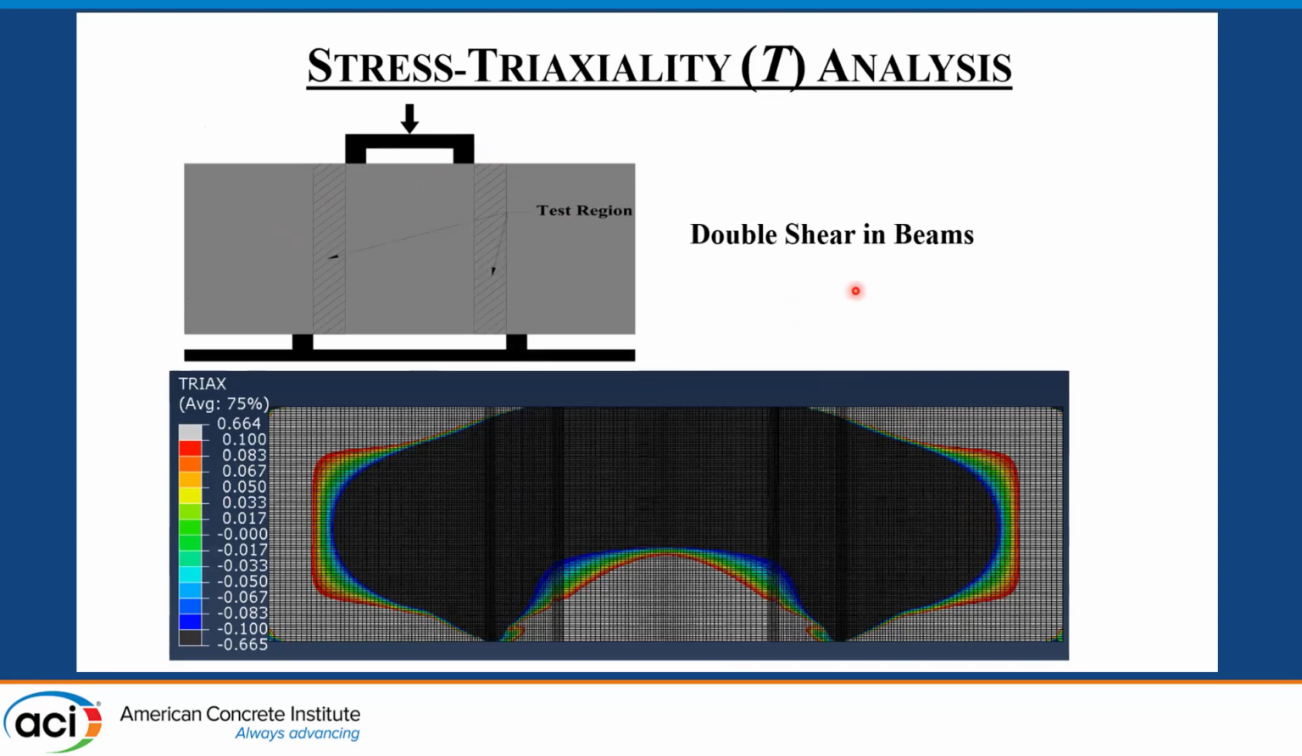This is another test setup, double shear, which is very common to see to study the behavior of concrete in shear. So we expect to have shear in between those two spans, between the edges. But as you can see in the FEM, the stress triaxiality value is highly negative in between those regions. So even though the specimen is failing in that region, the stress state across the failure surface or test section is not shear, but highly compressive or tensile.